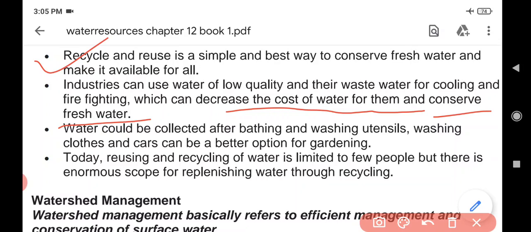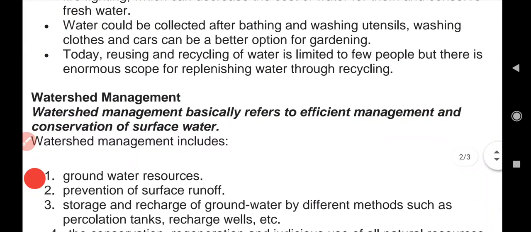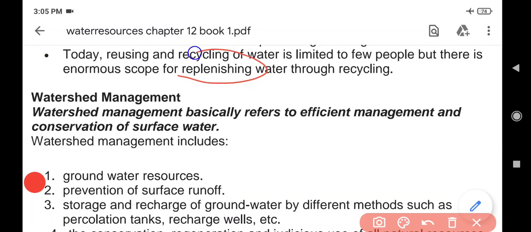Water also could be collected after bathing and washing utensils, clothes, and cars. This water can be used for gardening. These are all methods to conserve water today, and methods to reuse water. Today using and recycling of water is limited to few people, but there is enormous scope for replenishing water through recycling. Replenishing means reusing.